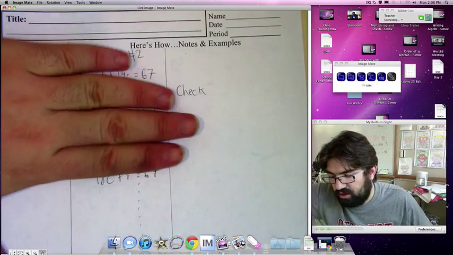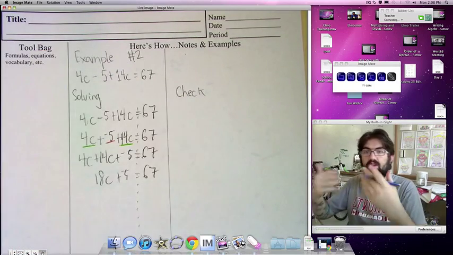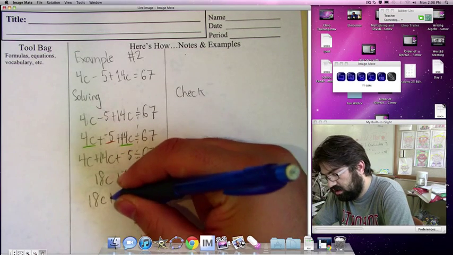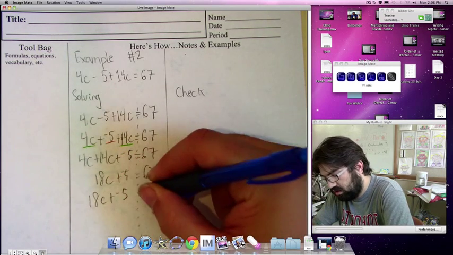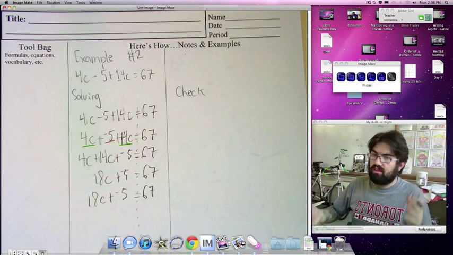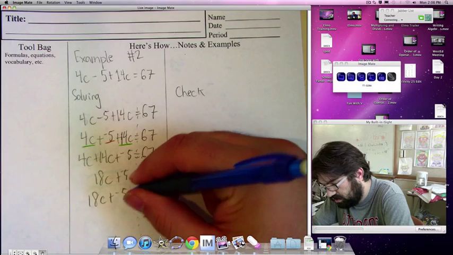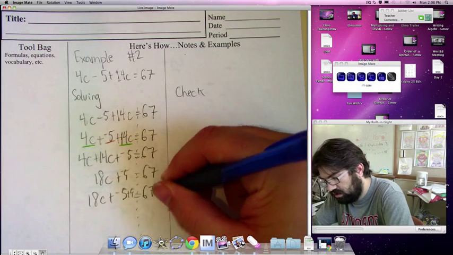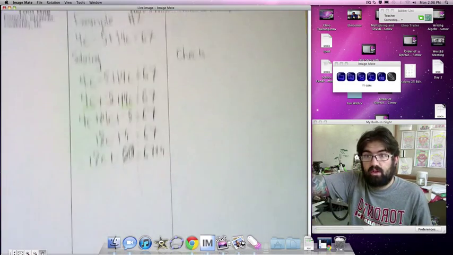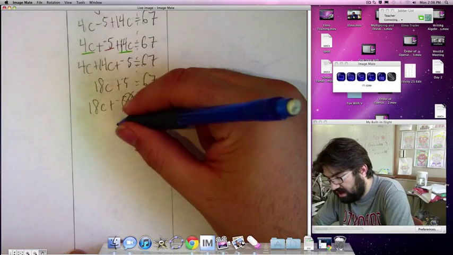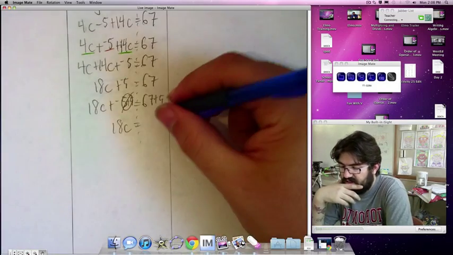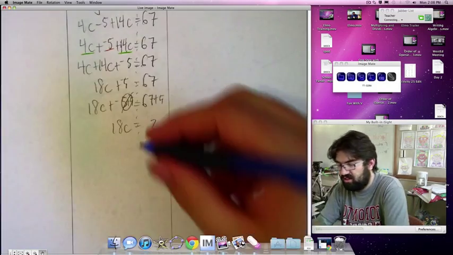Now I'm at my solve this two-step equation. I'm going to rewrite. See, opposite of negative 5 is positive 5. I have a 0 pair, that's my additive identity. Right? That's my additive identity, so now I have 18c. See, 5 plus 7 is 12. Carry the 1, 72.